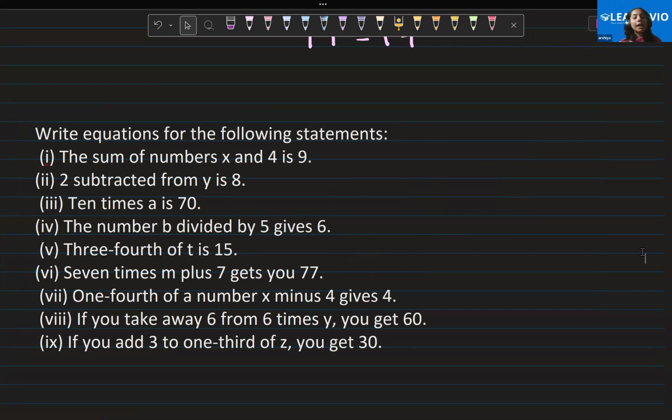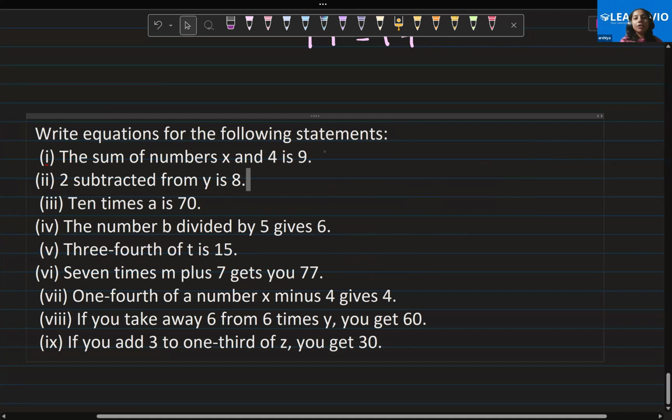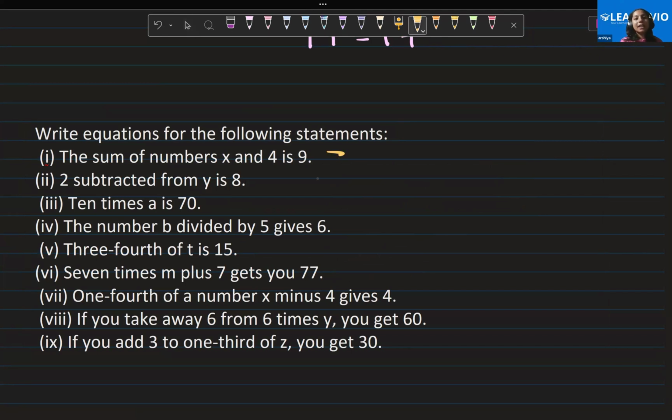So what's happening in the first one is that they're asking for the sum. So what is sum? Sum is basically the addition, and sum of x and 4 is x plus 4. So x plus 4 is 9. So that means it is equal to 9. Okay. So the answer will be x plus 4 is equal to 9. Is that clear?